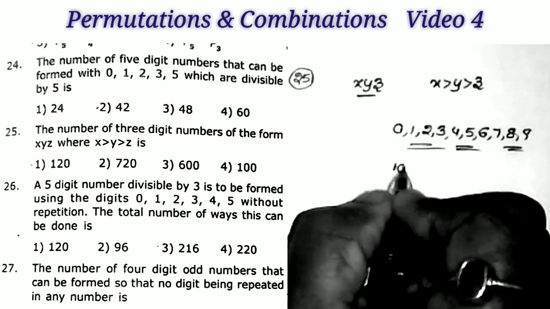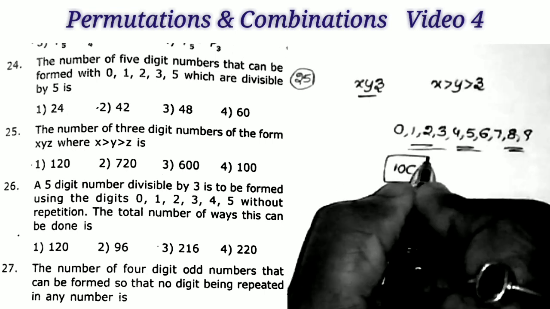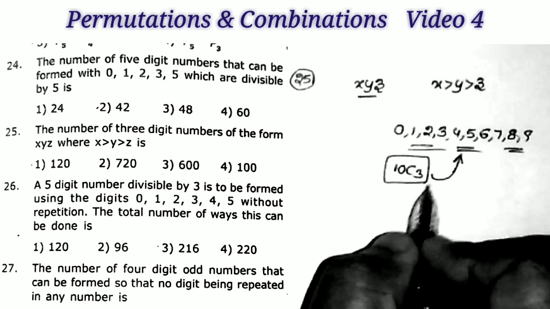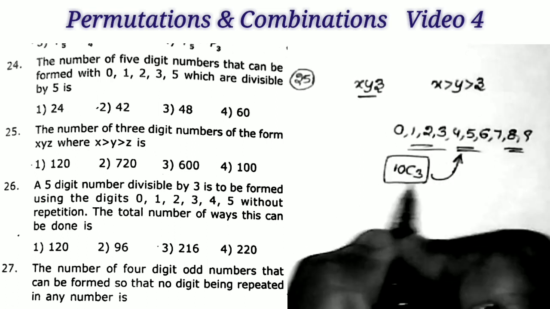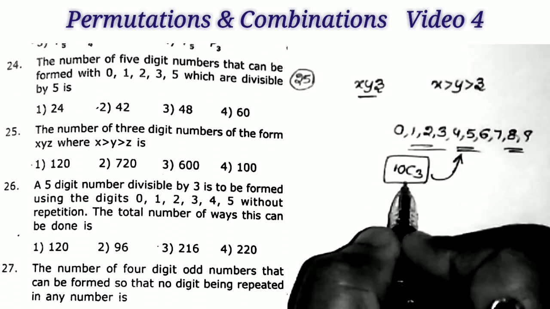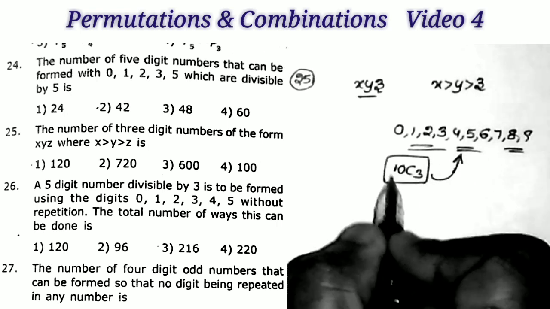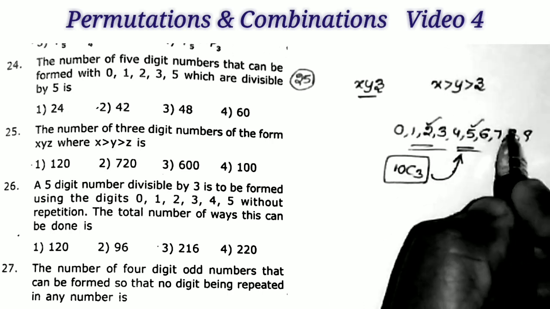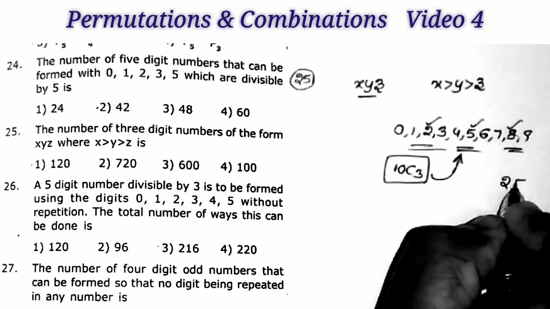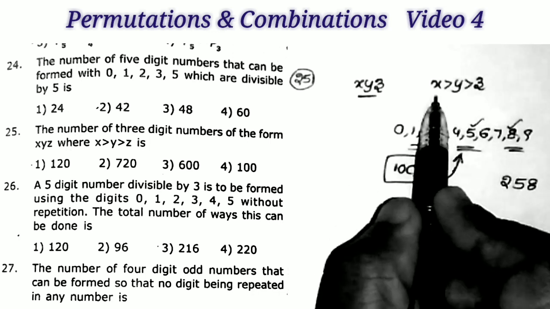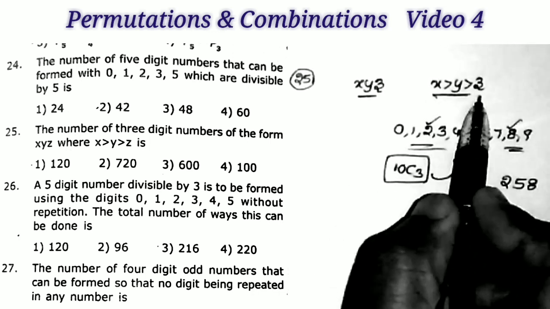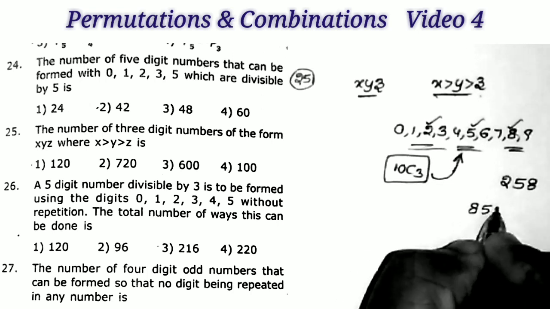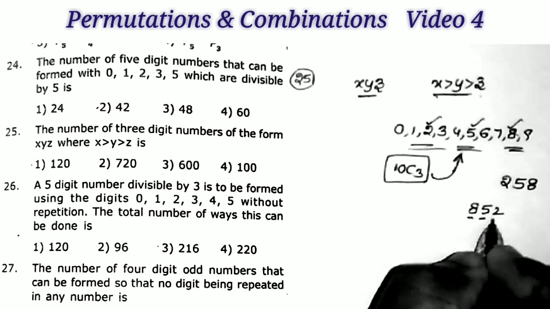So see here, that can be done in 10C3 ways. That is, this is nothing but the number of ways of selecting 3 numbers out of the 10 numbers, which can be done in 10C3. Suppose I select the numbers 2, 5, 8. What is the condition here? x > y > z. That is, I take the numbers as 8, 5, 2, because 8 > 5 > 2.